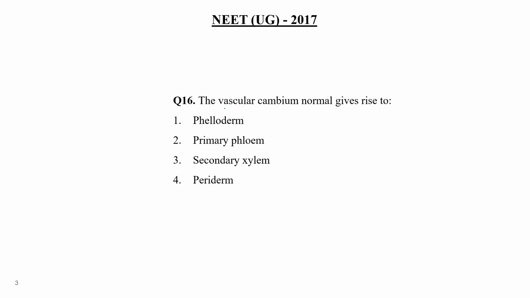The vascular cambium normally gives rise to phelloderm, primary phloem, secondary xylem and periderm. Vascular cambium means secondary growth is being talked about here. Cambium means secondary growth, means lateral growth. So vascular cambium normally gives rise to secondary xylem, not primary phloem, not phelloderm, not related to periderm, secondary xylem.